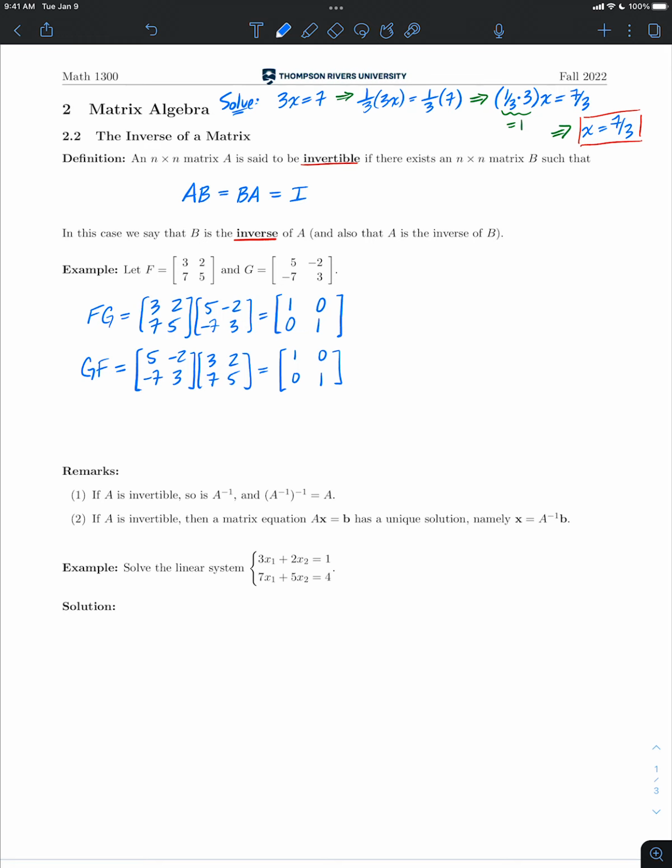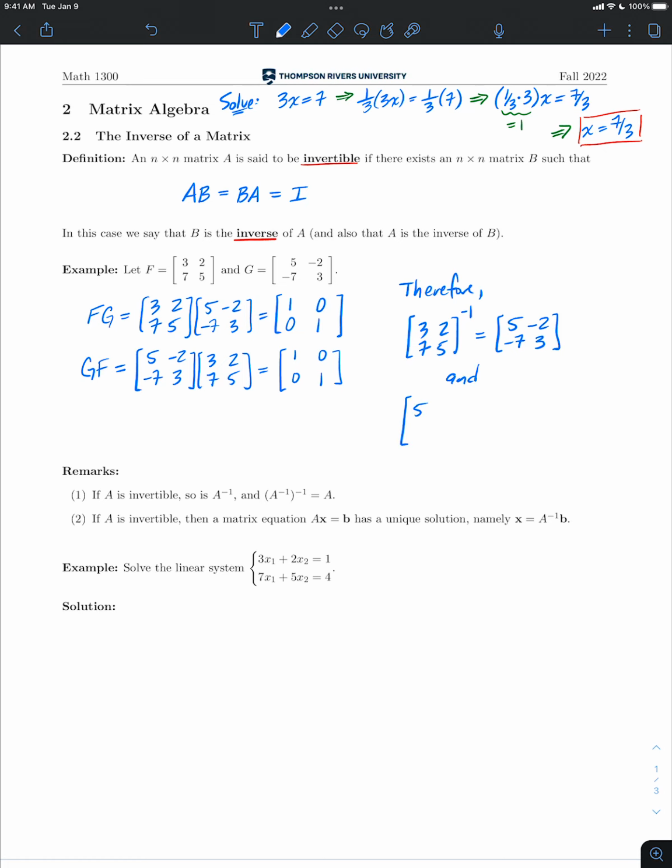So in this case, we had to check them both to know for sure. But since we got the identity in both cases, now we can draw this conclusion. Therefore, we can say that the inverse of F, I'm going to write it out as an actual matrix just to avoid using the letters, so the inverse of that matrix, 3, 2, 7, 5, happens to be the matrix G, which is 5, -2, -7, and 3.